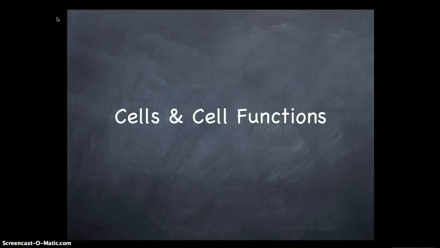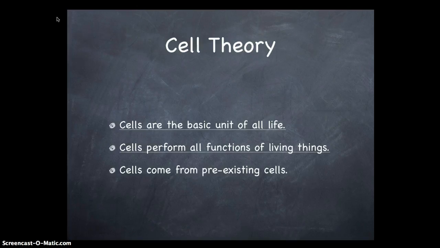We've been talking about cells, and today we're going to look at the way that cells work together to help complex organisms function. First of all, to review cell theory, those three big ideas that have to do with all cells and all living things: cells are the basic unit of all life. That means that every living thing is made up of at least one and many times more cells.